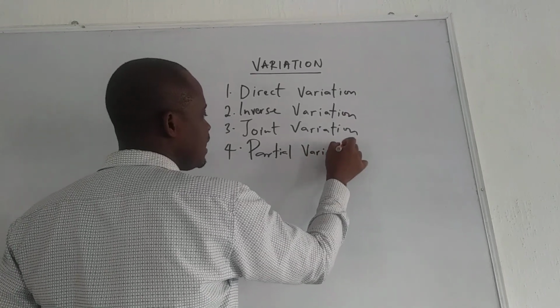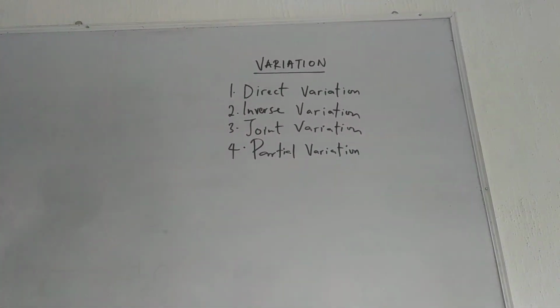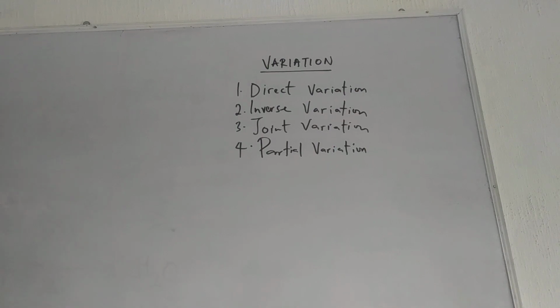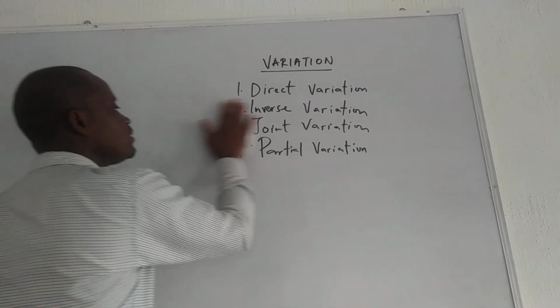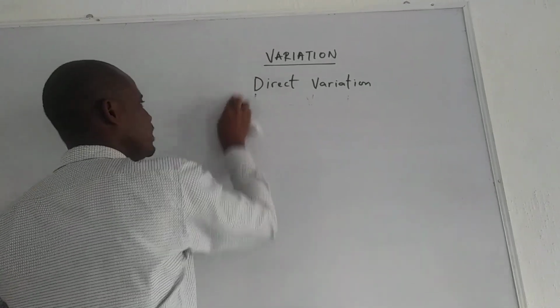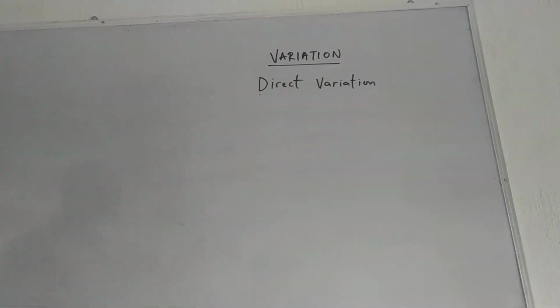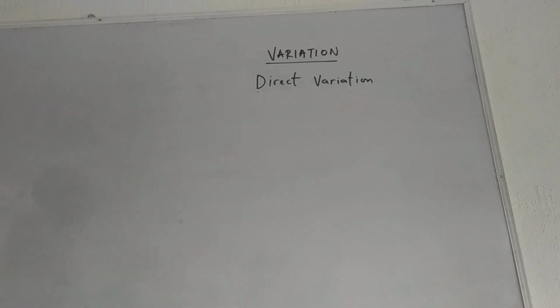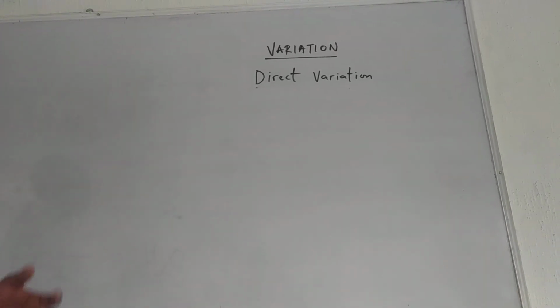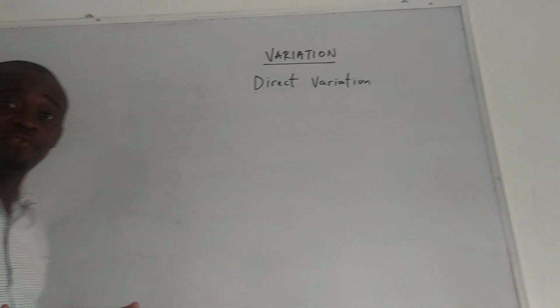I'll be taking it one at a time so that it will be so clear to my viewers. But the first one I'll be dealing with today is direct variation. Let's take that first. So what exactly is direct variation? Direct variation is basically based on two variables. And variables could be x and y, like I said, m and n, and any of the good variables.